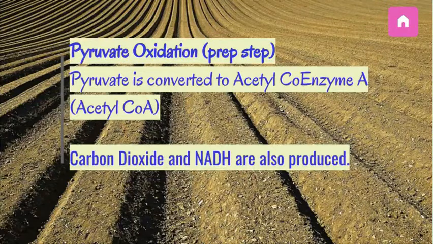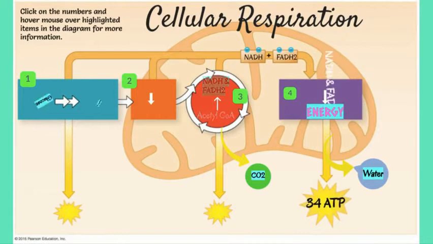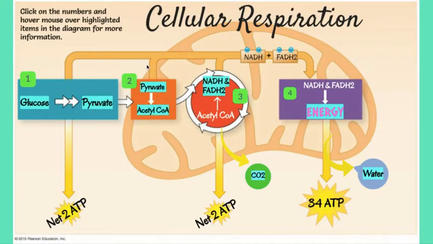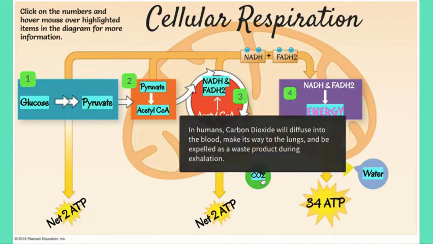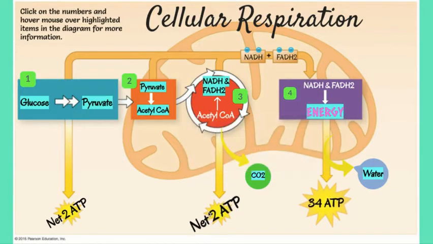We don't always consider it a step of cellular respiration, but it's a part of the Krebs cycle. It's like a precursor. Here, pyruvate is converted to acetyl-CoA. We also end up with carbon dioxide as a byproduct, which is what we breathe out, and some more NADHs are produced. So 2 more NADHs will be produced. At this point, we should have 4 NADHs going to the next cycle. Again, CO2 will diffuse into the blood from our cells, make its way to the lungs, and then we will expel it as waste during exhalation. And we end up with 2 ATP.